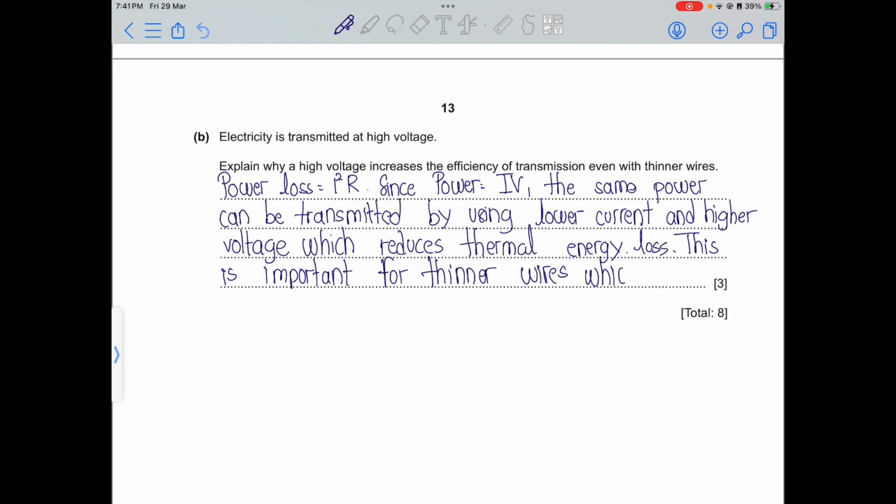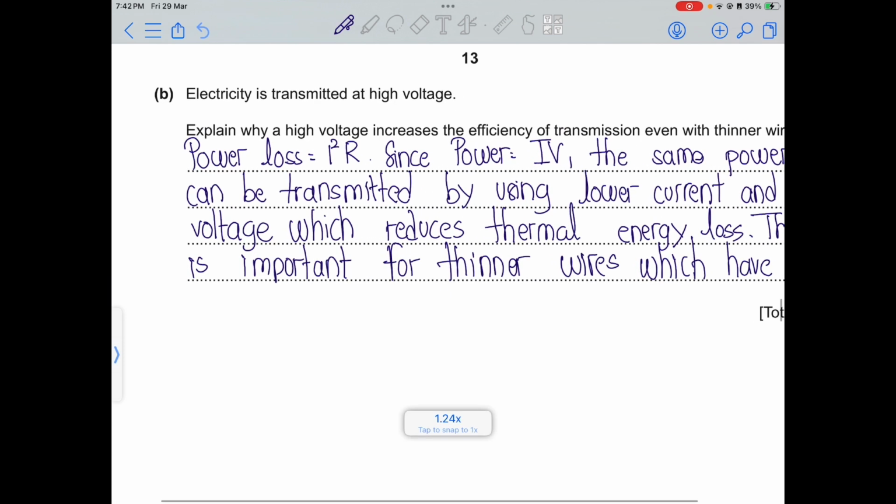When you have high resistance, you don't want a high current, because that would increase the temperature a lot more. The point I'm trying to make is that if you have a wire with a very high resistance, then if your current is very high, the energy loss would be way greater than if your voltage is high. This is very important for thinner wires which have high resistances.